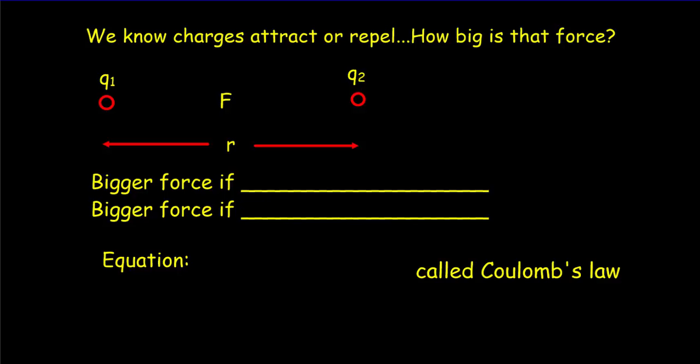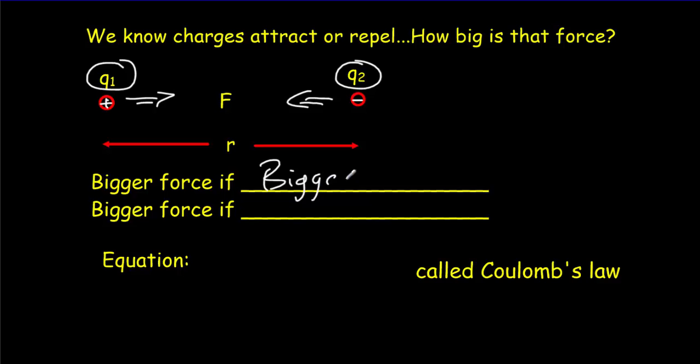And we can make some pretty good predictions as to the nature of that force if we just think about it a little bit. So we've got two charges. Let's make them, say, a positive charge and a negative charge so that we're going to get an attractive force between them. Now, we're certainly expecting that we're going to get a bigger force here if those charges are bigger. If you've got more charge, you're expecting more force.